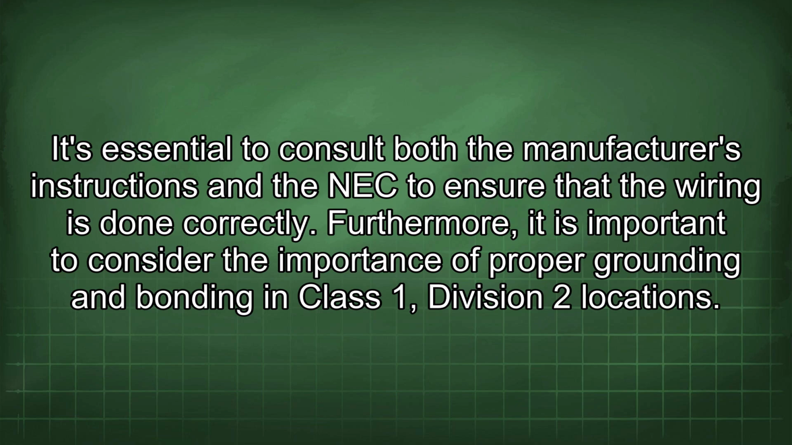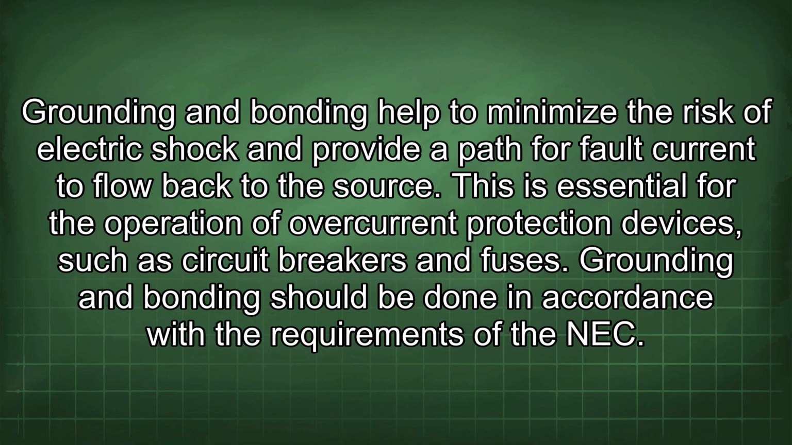Furthermore, it is important to consider the importance of proper grounding and bonding in Class 1, Division 2 locations. Grounding and bonding help to minimize the risk of electric shock and provide a path for fault current to flow back to the source. This is essential for the operation of overcurrent protection devices such as circuit breakers and fuses. Grounding and bonding should be done in accordance with the requirements of the NEC.